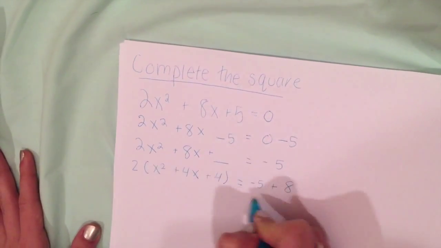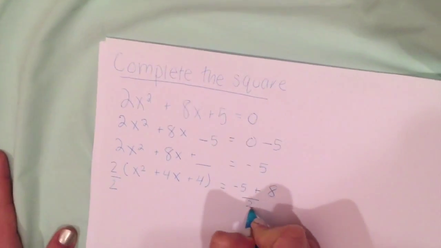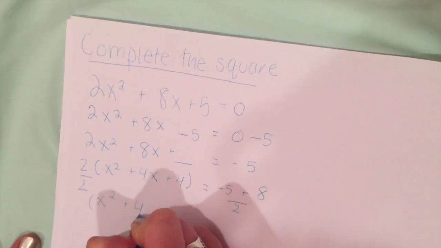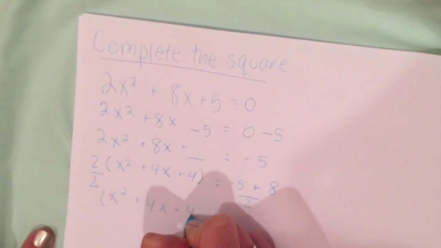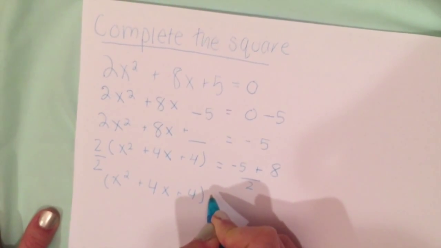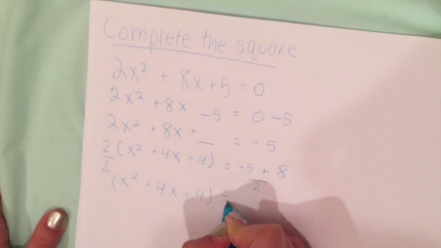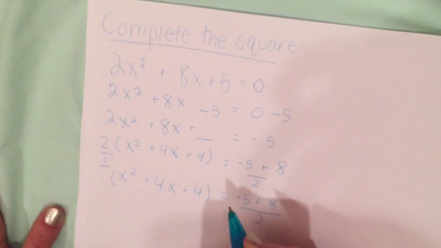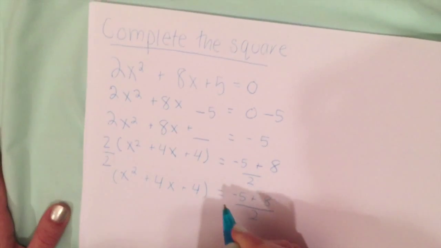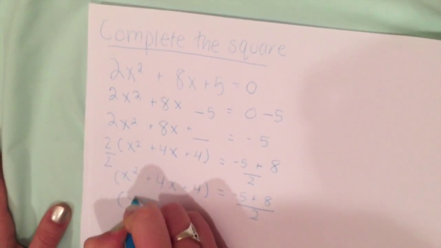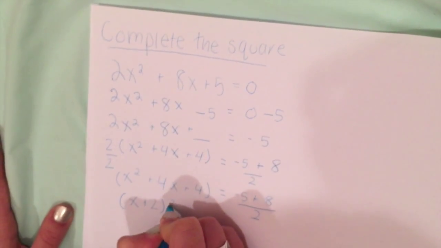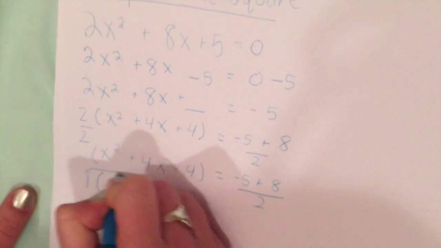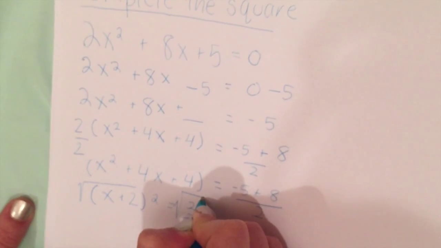So now the equation is x squared plus 4x plus 4 equals negative 5 plus 8 divided by 2 after dividing the coefficient by both sides. The next step is putting it into perfect square form. So you have x plus 2 squared equals 3 halves. Then you need to square root both sides. So you get x plus 2 equals plus or minus radical 3 halves.